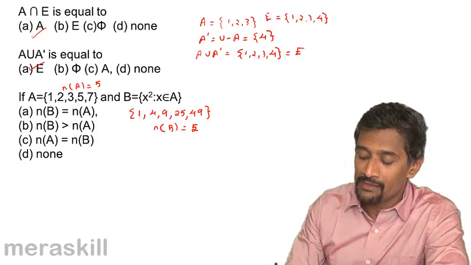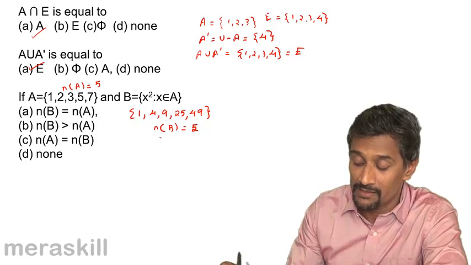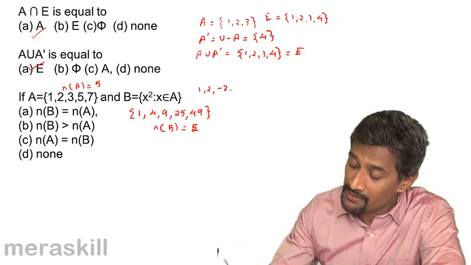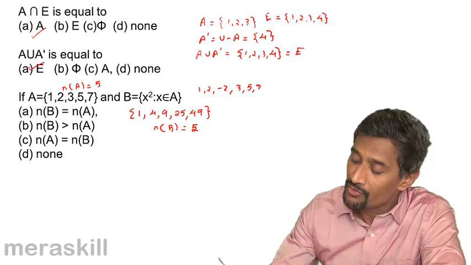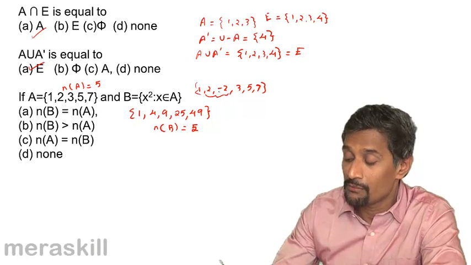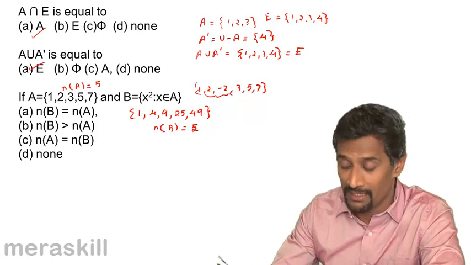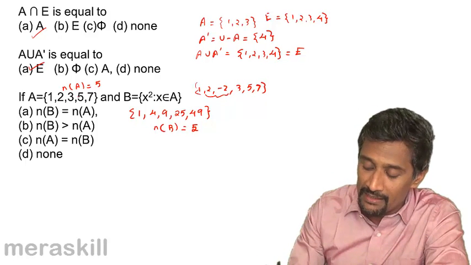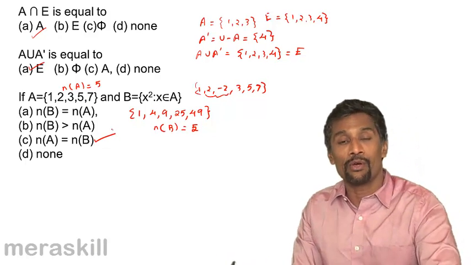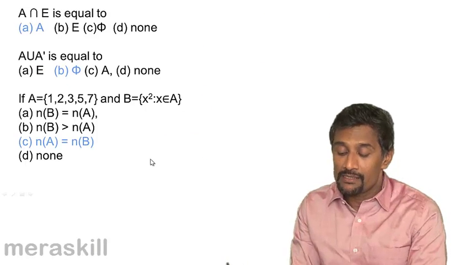Because whatever elements are present over here, each of them will give a different value for x square, so the number of elements will be the same. Suppose this had 1, 2, minus 2 and 3, 5, 7. You will find that for both 2 and minus 2, you will get the same value in B. So the number of elements in B will become 1 less, and n of A would be greater than n of B. But in this case, each of these elements has a unique corresponding value in B. So n of A is equal to n of B, and hence we have it that way.